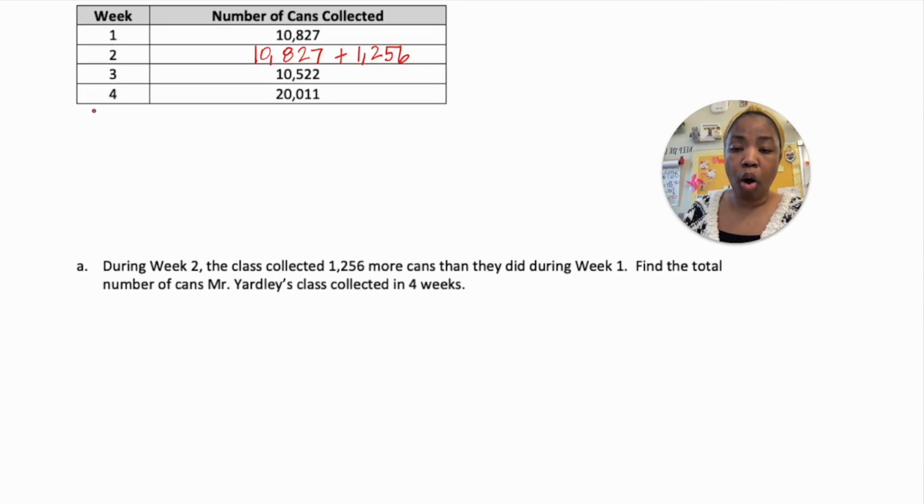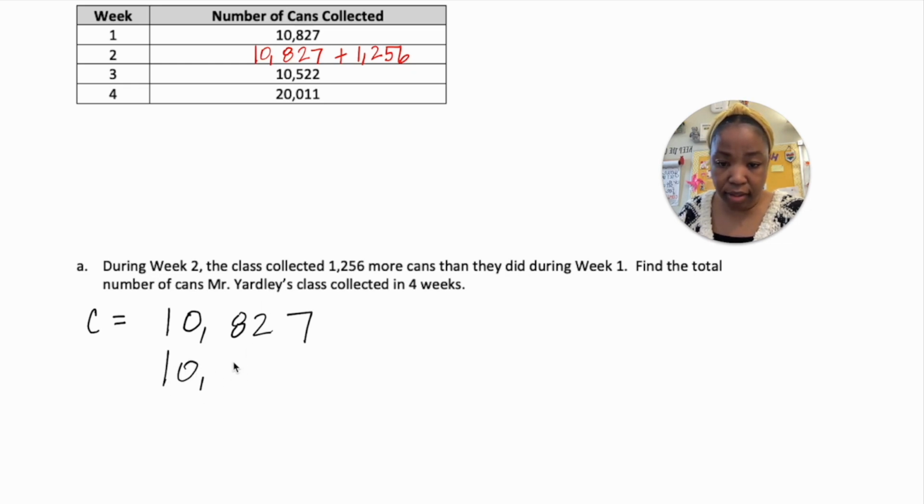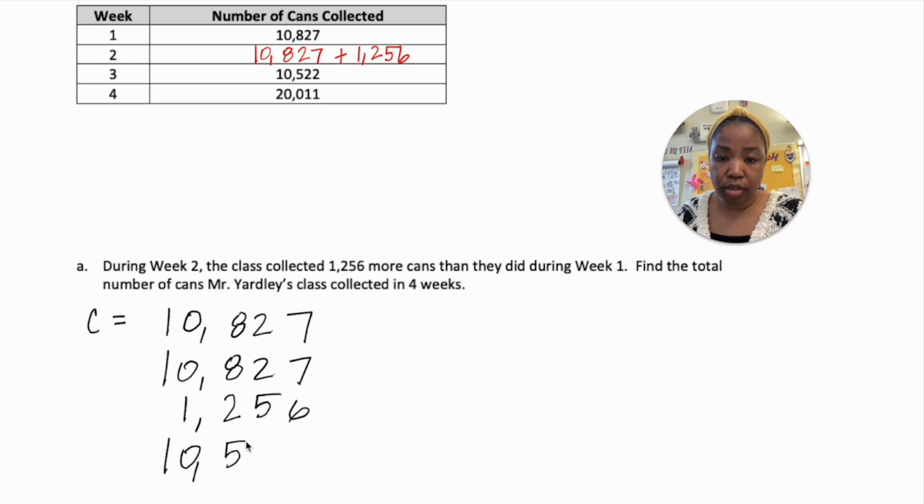So we're going to add all 4 weeks. Let's call it C for cans. We have 10,827. Another 10,827. 1,256. 10,522 and 20,011.